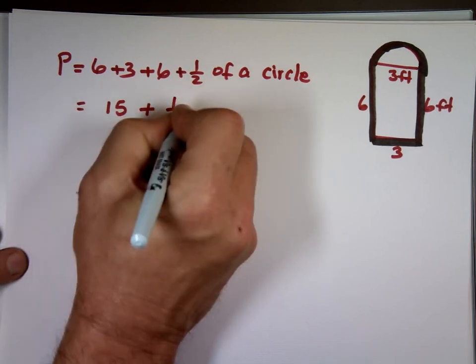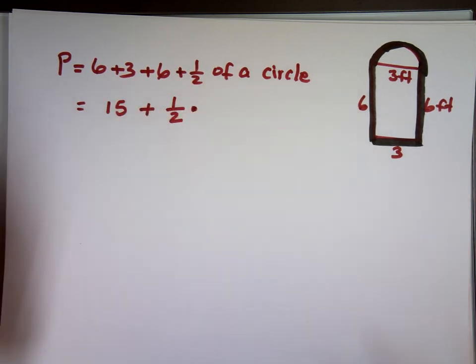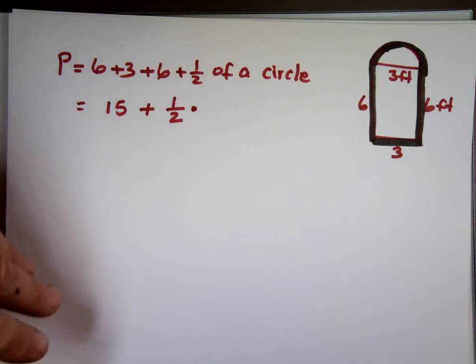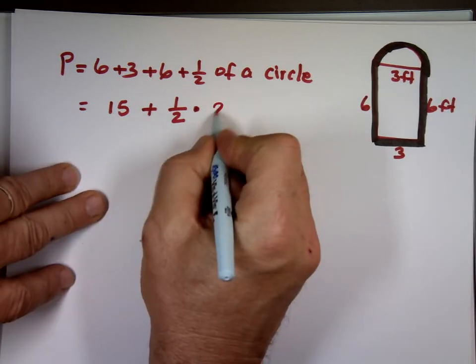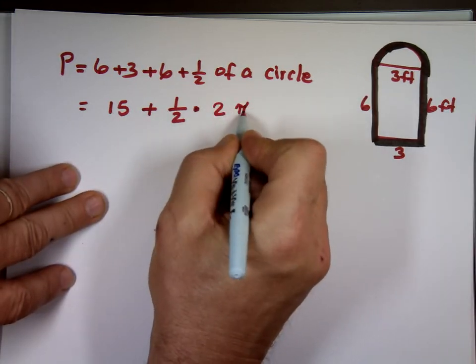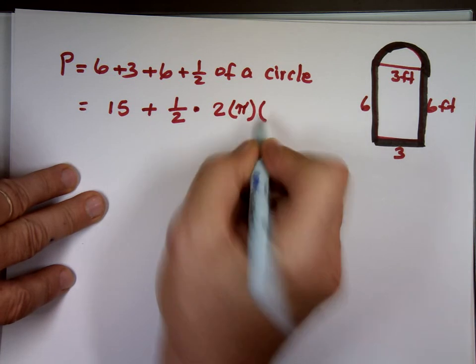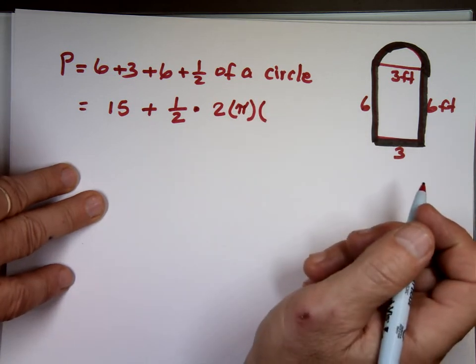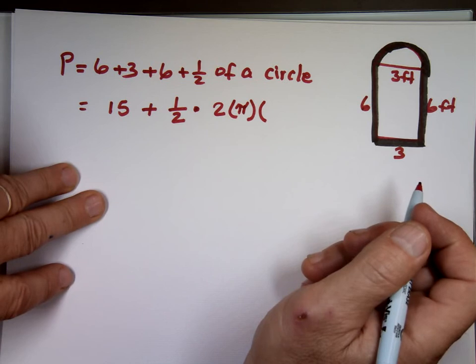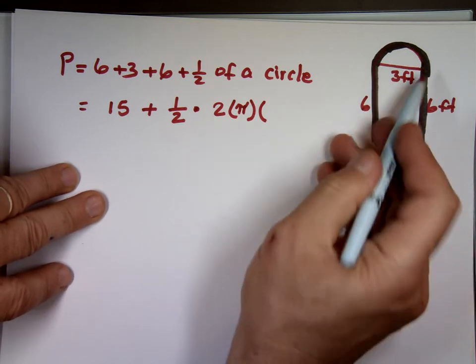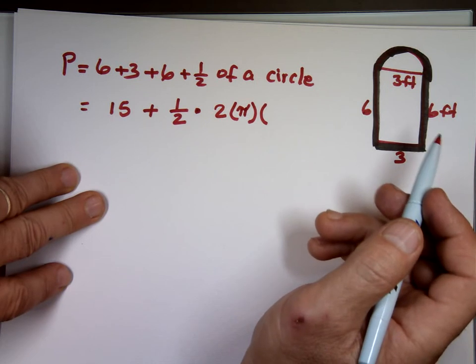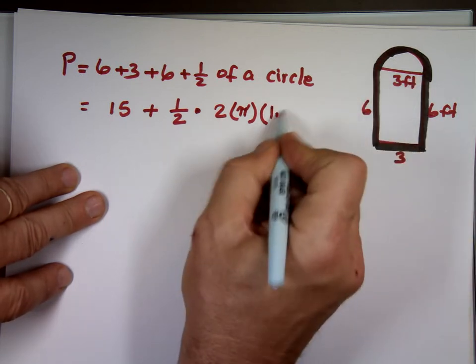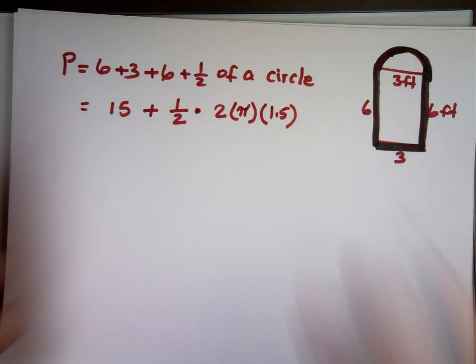Half of means multiply. A circle is what? The circumference. And the circumference of a circle is what? 2 times pi times r. What's r here? What's the radius of that circle? Half what? Half the 3, sure, 1.5. Half of the 3.